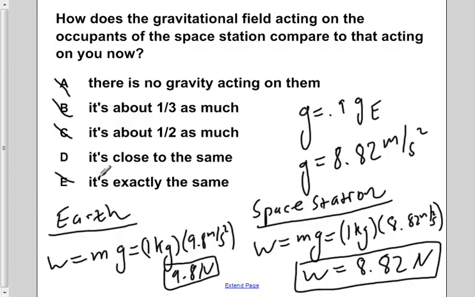So the only one we're left with that even makes any sense would be answer D, that it's close to the same, which makes sense because on the Earth, the weight of that object is 9.8 newtons. When you go up to the space station, it's 8.82 newtons. It's only 1 newton less. It's nothing truly significant. It's not like you're cutting the weight of the object in half or a third. That would be more substantial. Here, this is rather small, and you're still relatively close to the same answer. So for this question, your answer is D. It's close to the same value.